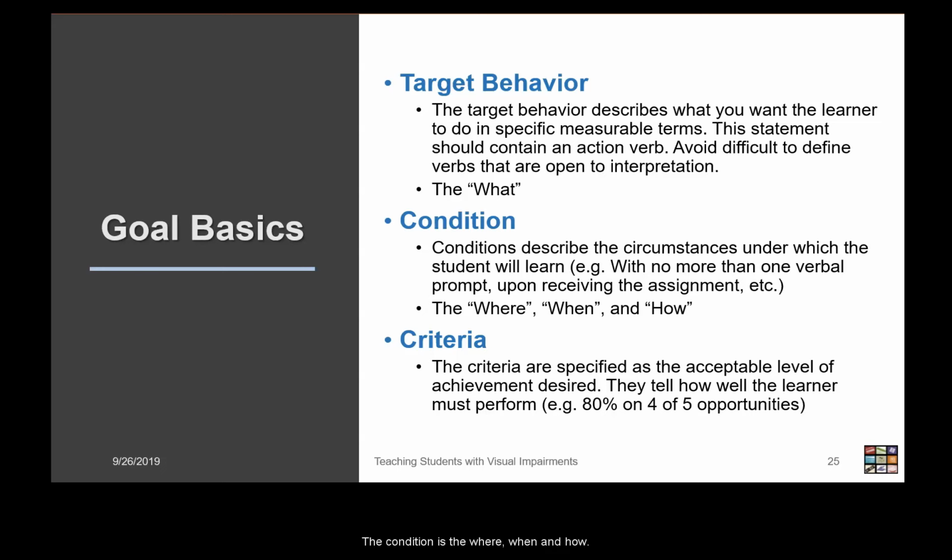The condition is the where, when, and how. It describes the circumstances under which the student will learn. For example, with no more than 1 verbal prompt upon receiving assignment, etc. The criteria are specified as acceptable level of achievement desired. They tell how well the learner must perform. For example, 80% on 4 of 5 opportunities.